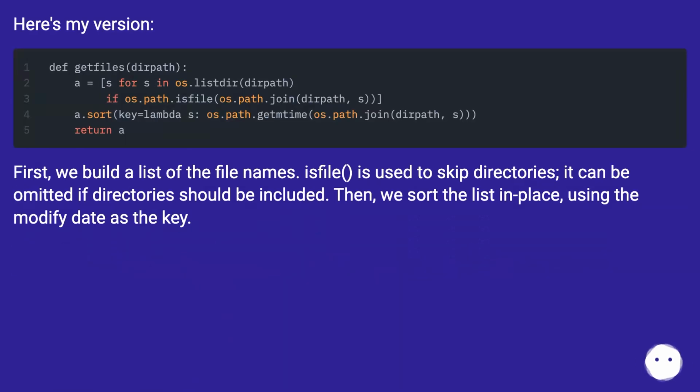Here's my version. First, we build a list of the file names. This filter is used to skip directories. It can be omitted if directories should be included. Then, we sort the list in place, using the modify date as the key.